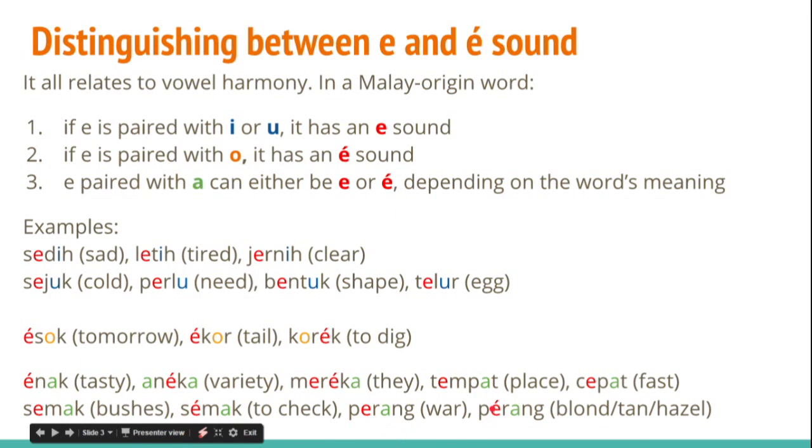the color blonde or tan or hazel. So if you go to a shop and say you want the color blonde or tan, and then you say, oh, saya mahu perang instead of perang, that would mean you want war instead of blonde. So yeah, that's always a funny thing to think about. So just be careful when you pronounce the e. That always catches people out.